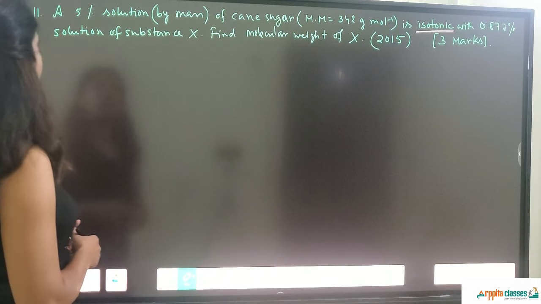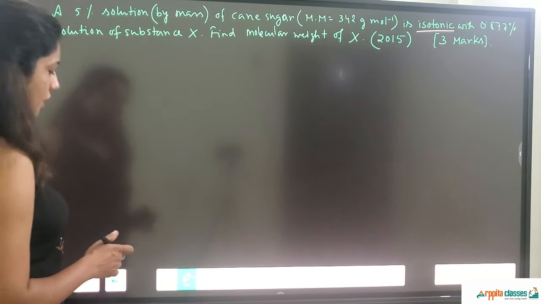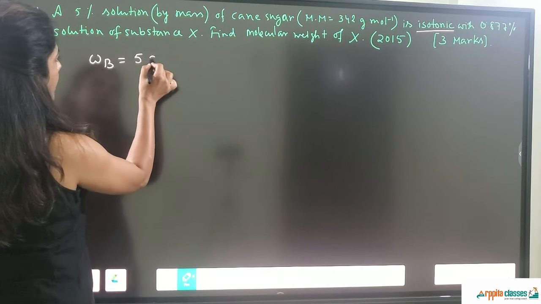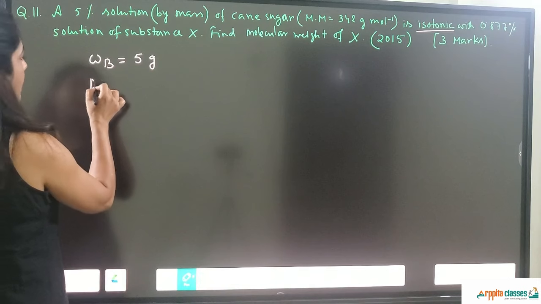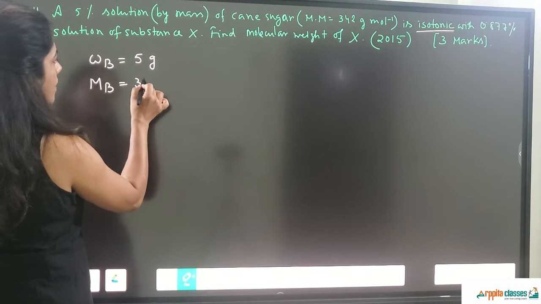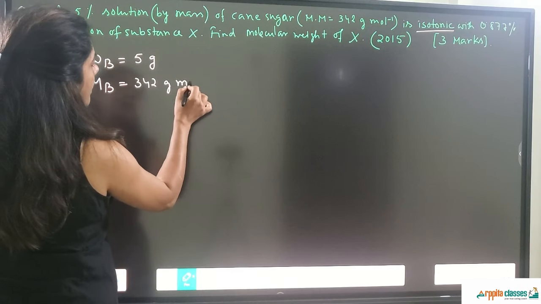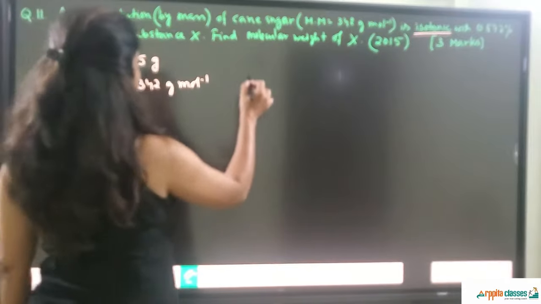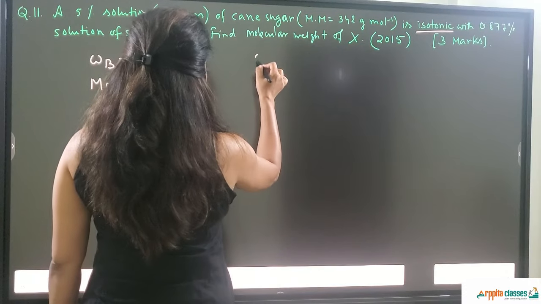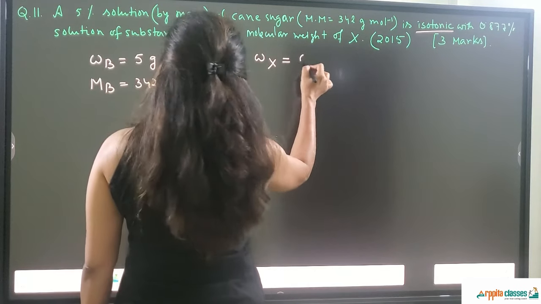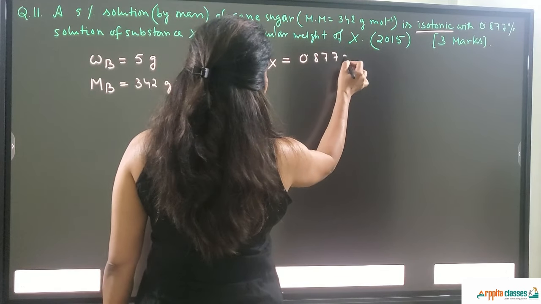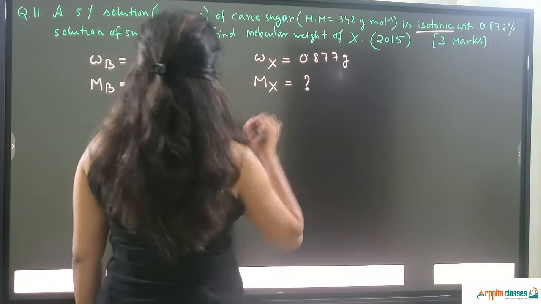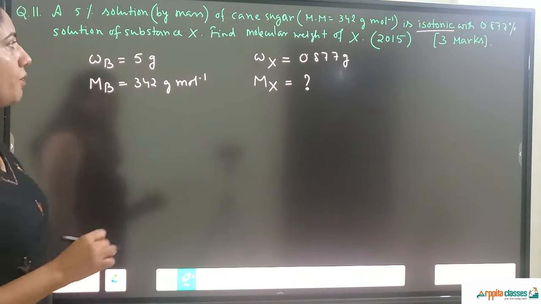So here 5% solution by mass of cane sugar. We'll take WB as 5 gram and MB of cane sugar is 342 gram per mole. It is isotonic with 0.877% solution of the substance. So the weight of the substance X is equal to 0.877 gram and MX, the molecular mass of the substance, we do not know. We have to find out the molecular mass only.